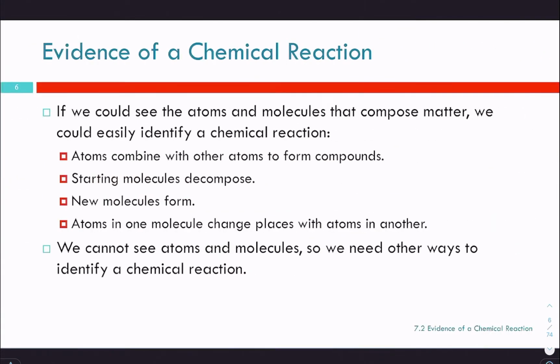So if we could look at the teeny tiny scale of atoms and molecules, it would be really easy to tell if we had a chemical change or a chemical reaction, because you would see the individual molecules splitting apart and then reforming into new molecules. Of course, that's impossible. So we have other ways of identifying chemical reactions.